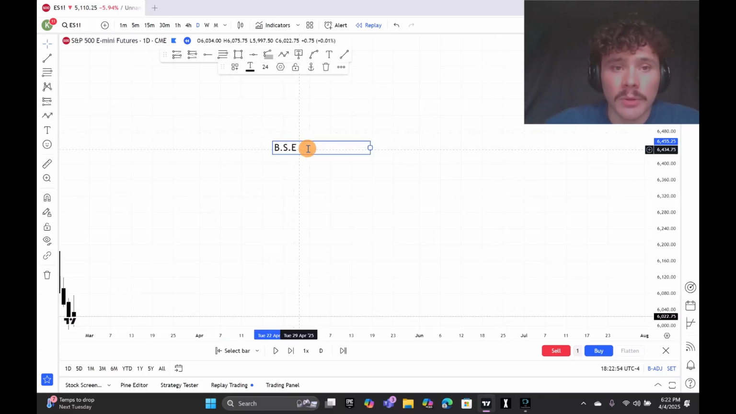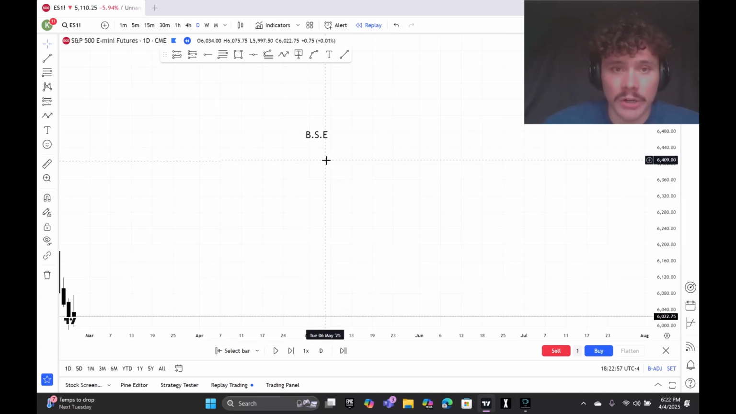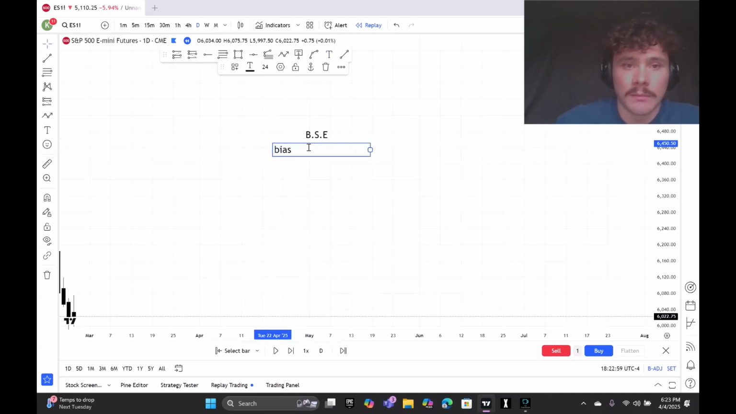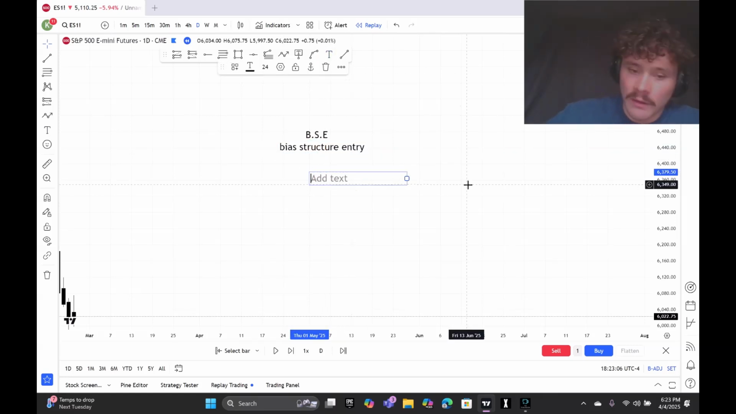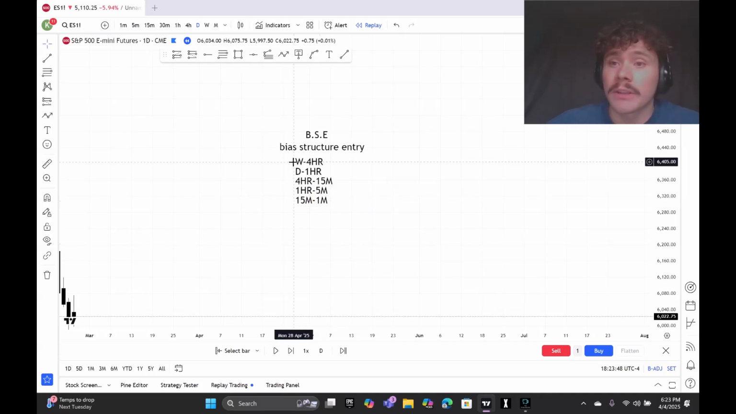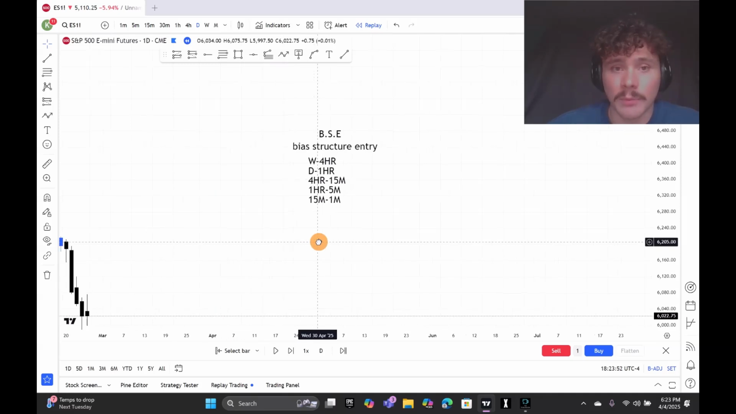So my entries are broken down with BSE, bias structure entry. With this, I use this chart. I'll draw this out for you real quick. So this chart can be used to align your time frames. It'll make more sense when we look at a real chart example.